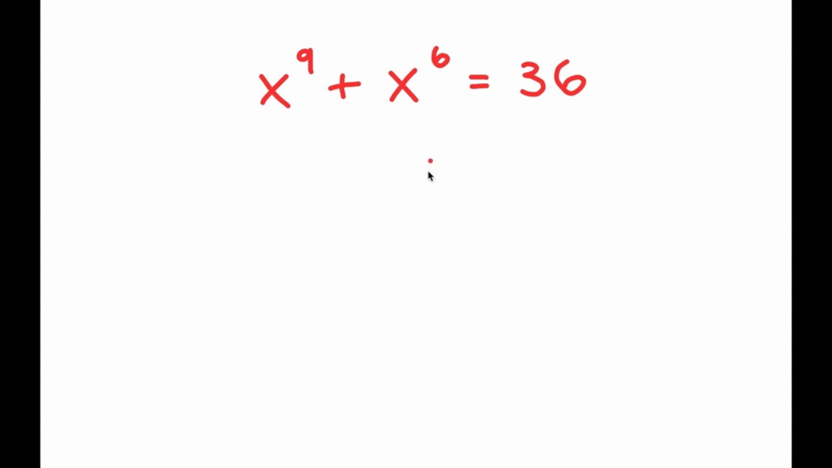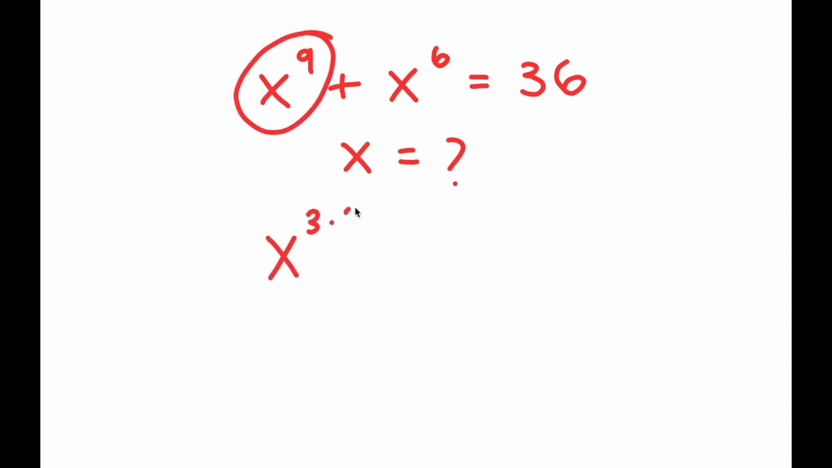Alright, so in this problem, I have x to the power of 9 plus x to the power of 6 is equal to 36. So I want to find the value of x here. Now, x to the power of 9, I can rewrite as x to the power of 3 times 3, and x to the power of 6, I can rewrite as x to the power of 3 times 2. So I get x to the power of 3 times 3 plus x to the power of 3 times 2 is equal to 36.